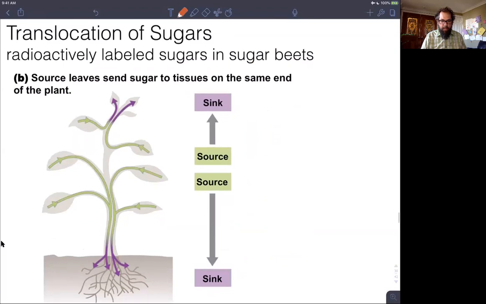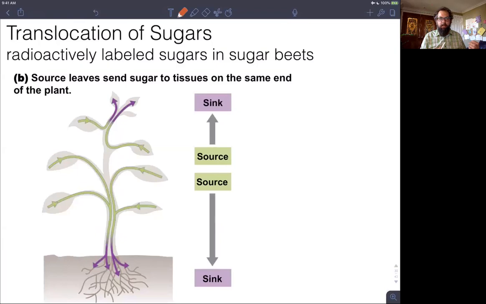If we look at the sources and sinks, leaves toward the top of the plant actually provide sugars, move sugars, to sinks at the top of the plant. Sources on the bottom of the plant are the ones that are moving sugars to the roots, to the sinks at the bottom of the plant. And so these are spatially related to each other, both side to side as well as top and bottom of the plant.